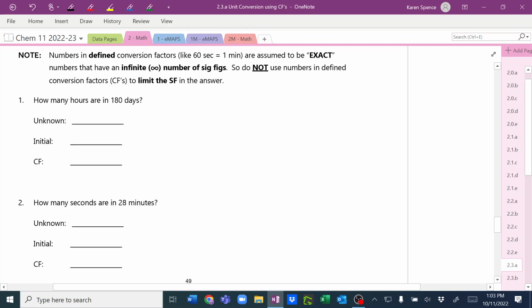You need to round your answers to correct sig figs. Yes, you do. Yes, I know. From now on, everything's to correct sig figs.